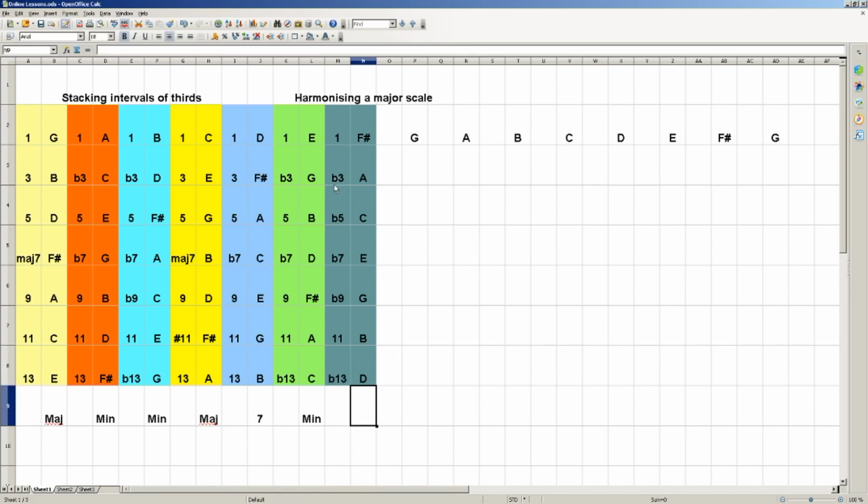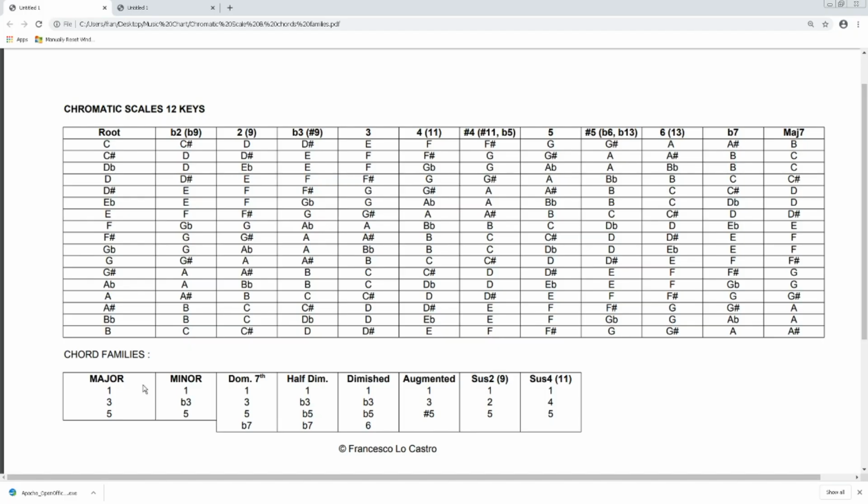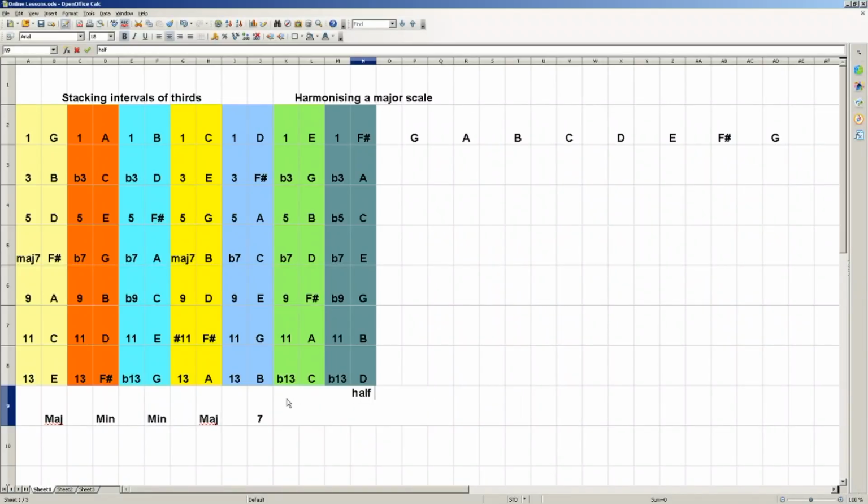Now, 1, flat 3, flat 5, flat 7. Let's look at our charts one second. And 1, flat 3, flat 5, flat 7. Now, that's a half diminished chord. And half diminished. We just harmonized our scale.